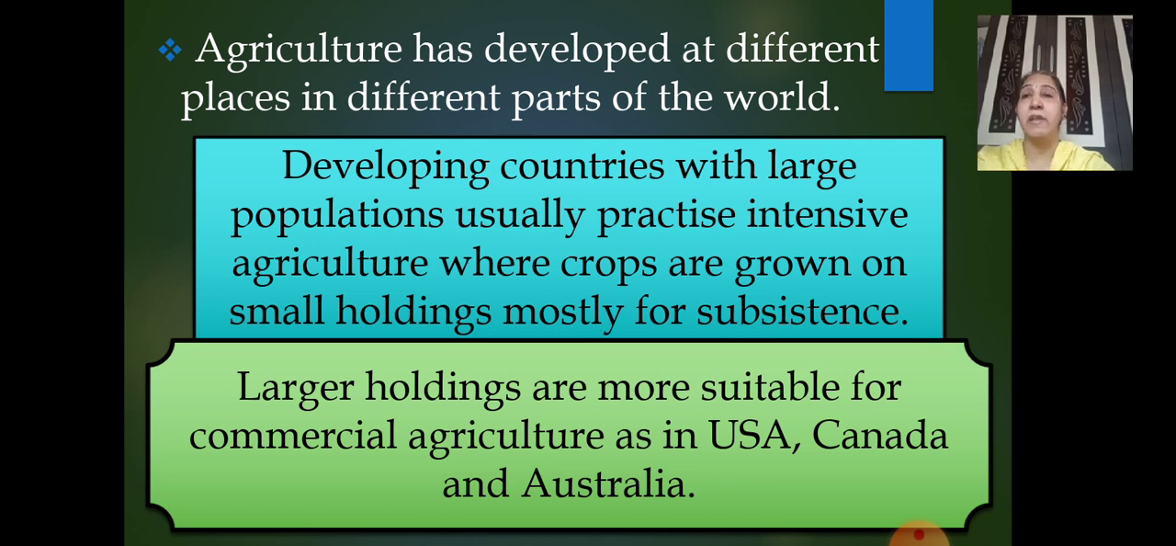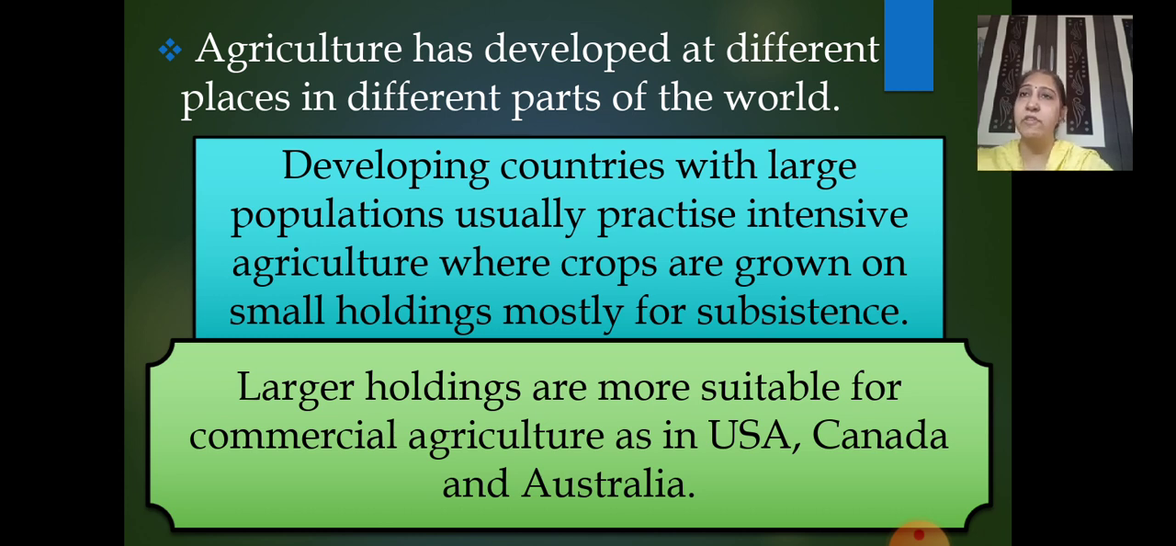See, in developing countries, the population is large, and the holdings are very small. That is the reason they go for intensive agriculture, because they first want to fulfill their family's needs. Then only they can sell in the market, right? Whereas in the countries where commercial agriculture takes place, ultimately the aim is to earn profit. So the larger holdings are more suitable for commercial agriculture. This can be done in countries such as the United States of America, Canada and Australia.